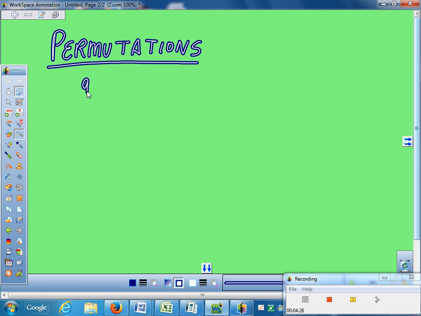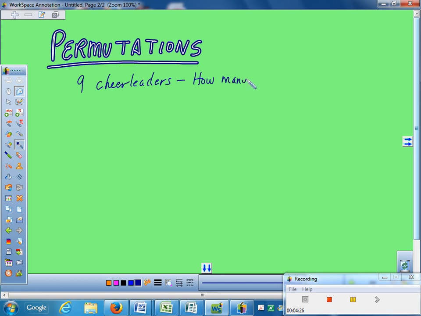Okay, so you have 9 cheerleaders. They're all going to stand in one line. How many different arrangements of the cheerleaders are there? 9 exclamation points.